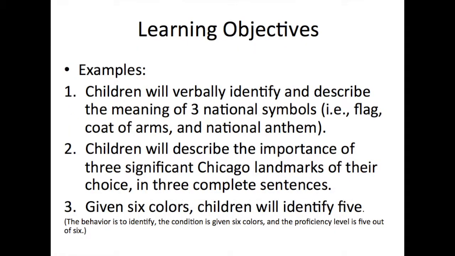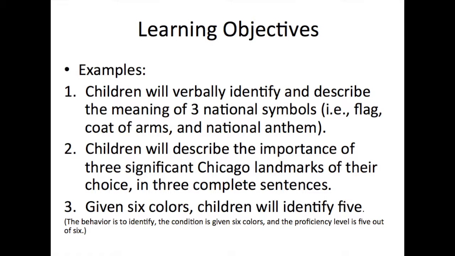Okay, so the last example is example number three. Given six colors, children will identify five. So if we look at this example, the behavior is to identify. That's the verb, the observable verb. Then the condition is given six colors. That phrase, although we've included it at the beginning of the statement or the learning objective, is the condition under which children will identify. And then we have an extra added component here for clarity, which is the proficiency level. So we want them to be able to identify five out of six.